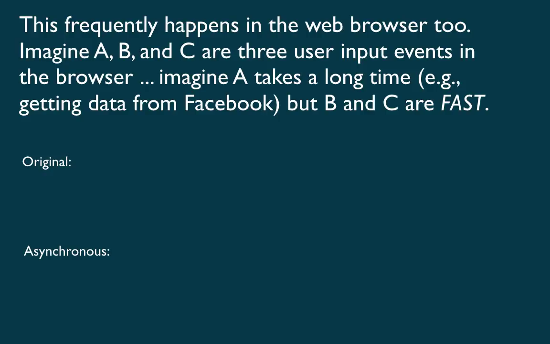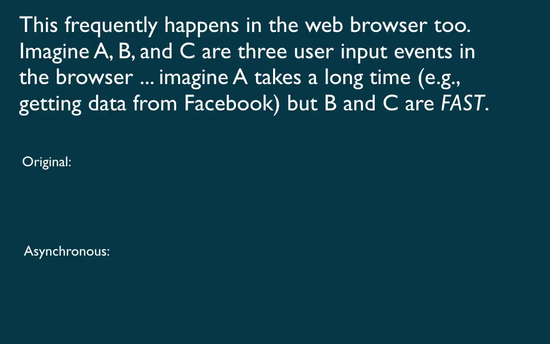But B and C are really fast. B is like changing some animation on the page. C is like a mouse click handler. They're very fast events. B and C are instant. But A takes a long time for some reason, because doing some thing A in your web browser might have to, say, fetch a bunch of data from Facebook.